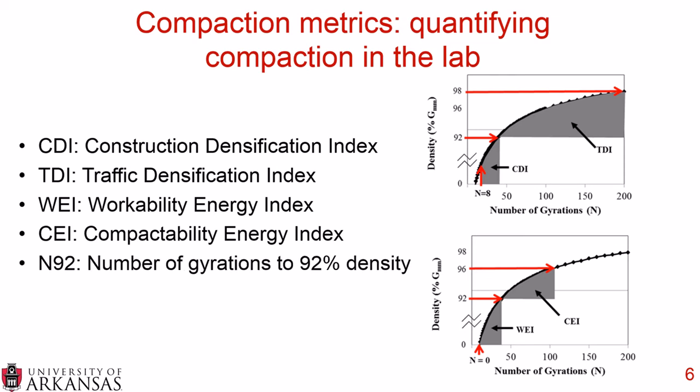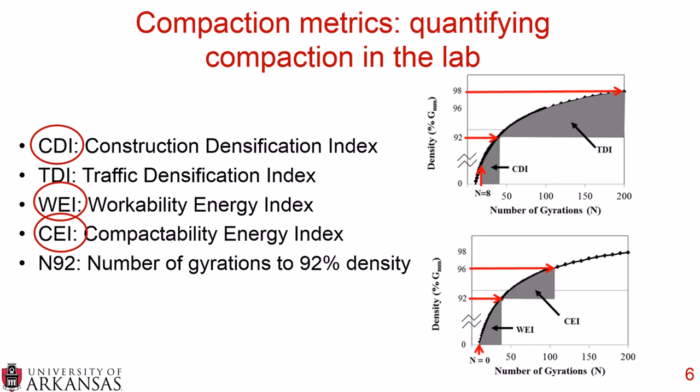And then finally, a fifth one that we examined is N92, and that is how many gyrations it takes to get to 92% density. Now, while there are more compaction metrics out there, and a lot of interesting work has been done with these compaction metrics, these were the 5 that we focused on in this study. And specifically, we took a very deep look at CDI, WEI, and CEI.